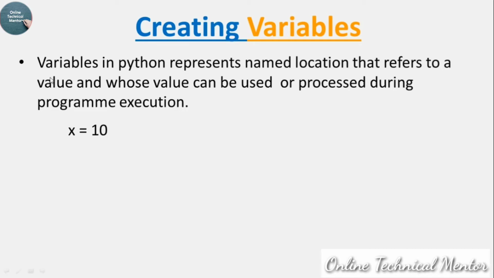So that's why I have written variable in Python represent named location, that means named memory location that refers to a value. That means it is referring to a value and whose value can be used or processed during program execution.